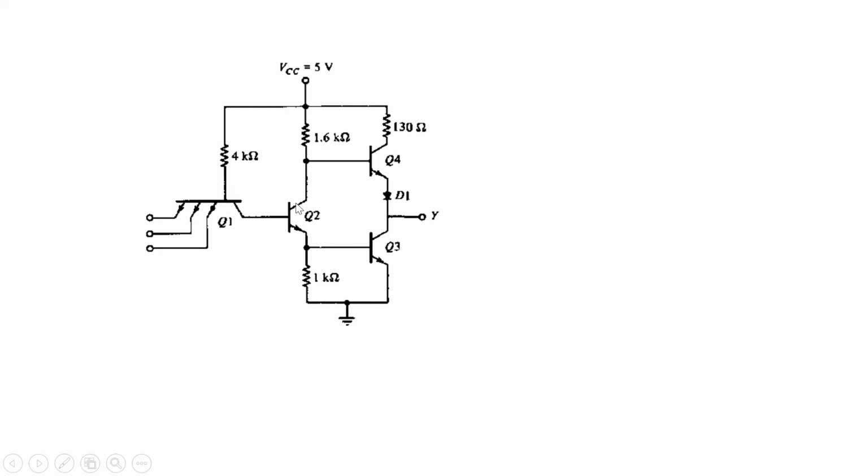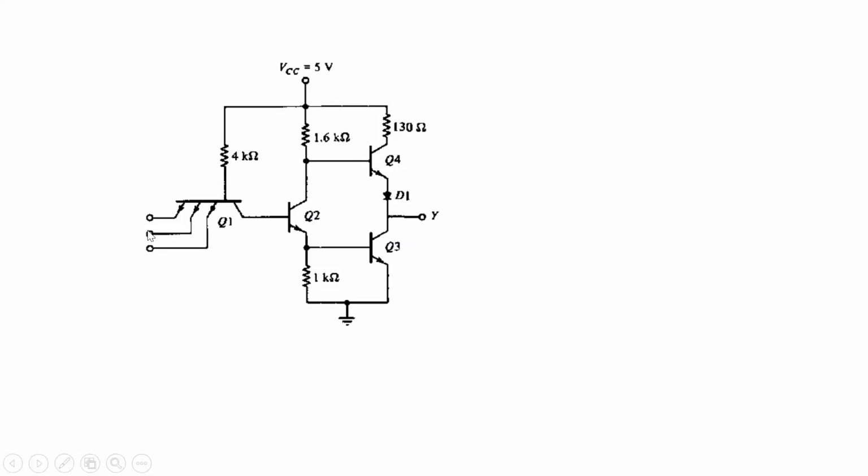When they are off, what will happen to the base of transistor Q4? The base of transistor Q4 will be 0. When Q2 is off, what is the potential here? Here this is off, here this is off, so you are getting the open circuit voltage. So Q4 is on. When it is on, this diode becomes forward biased and current flows through this path.